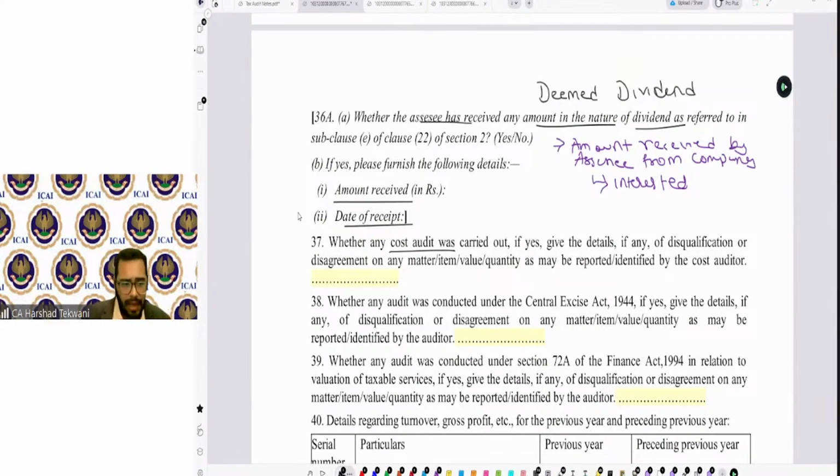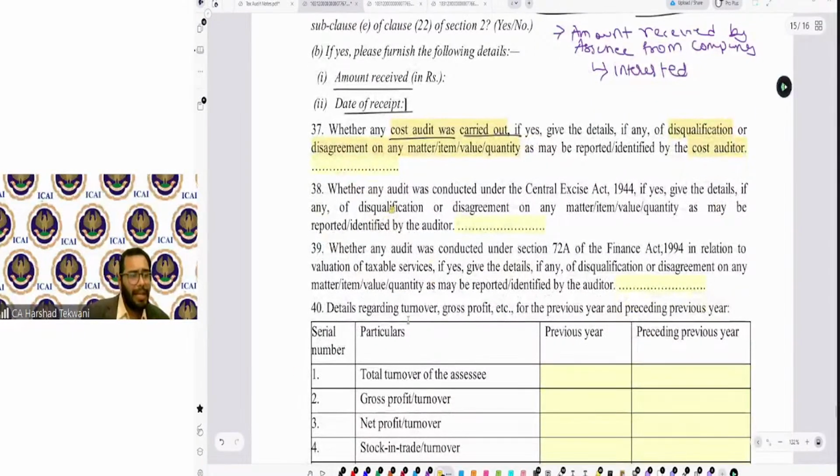If the cost audit is there, then you need to provide the details of the cost audit that was carried out. Qualifications or disqualifications or disagreements on any matter, item, or quantity that was reported by the cost auditor, that is required to be reported over here. Then 38 is about central excise audit, and you need to provide again details of disqualification and issues identified by the auditor. 39 was the audit conducted under Section 72 of Finance Act, which was related to the service tax but now not relevant. So these both, again, not that much relevant as of now.